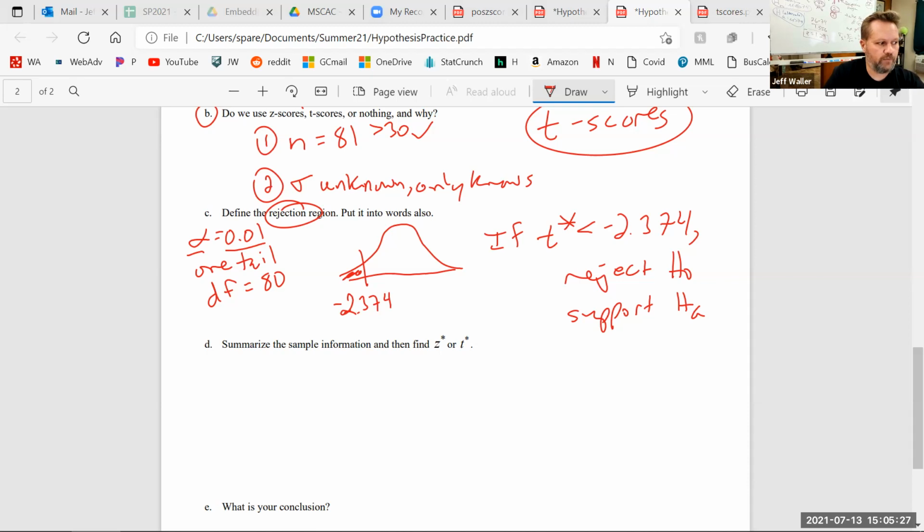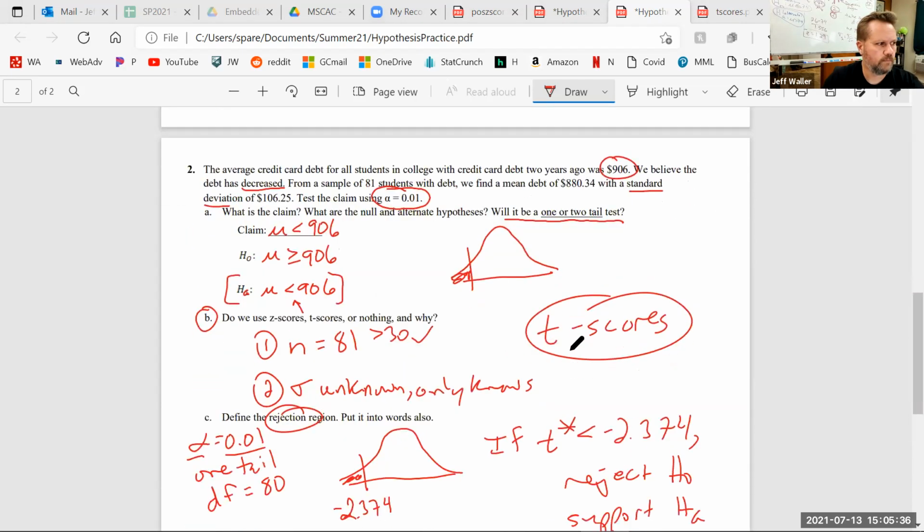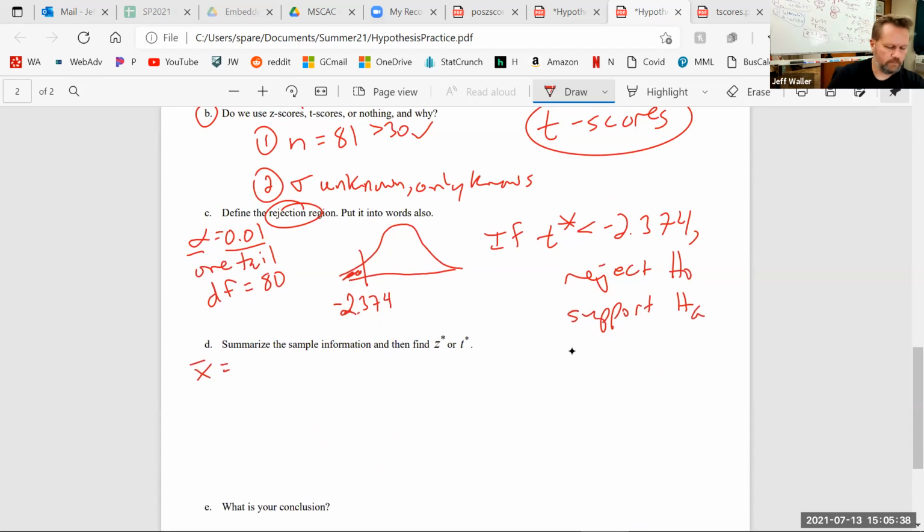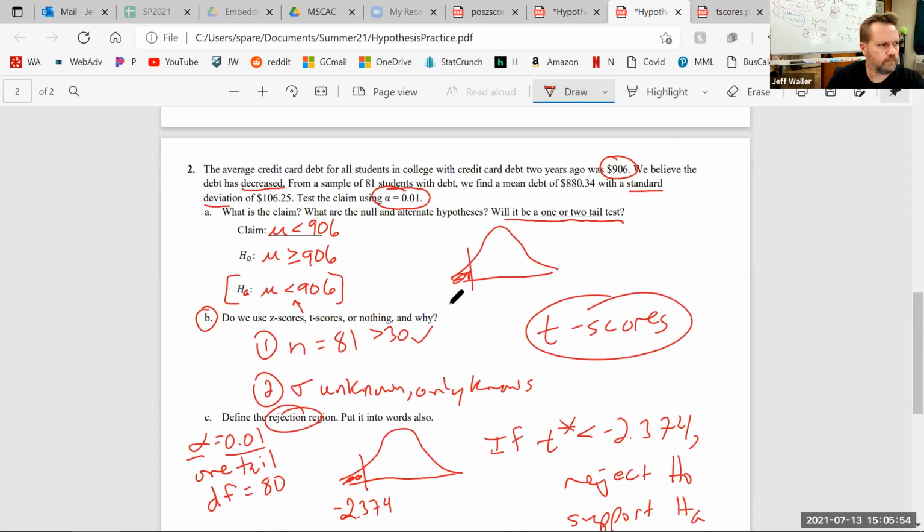So let's see, what do we know from this? What's X bar? $880.34. What's N? N was 81. What's S? $106.25. Is everybody cool?